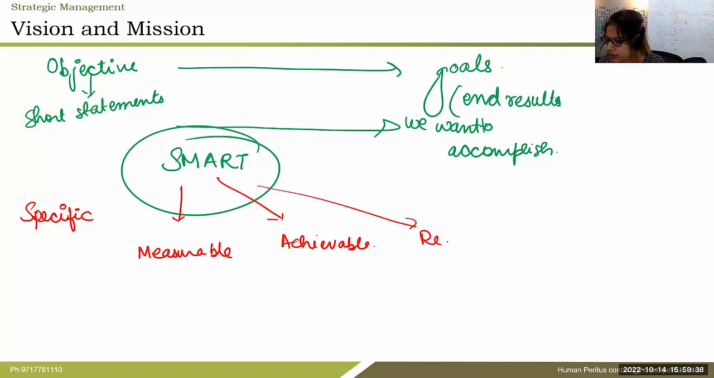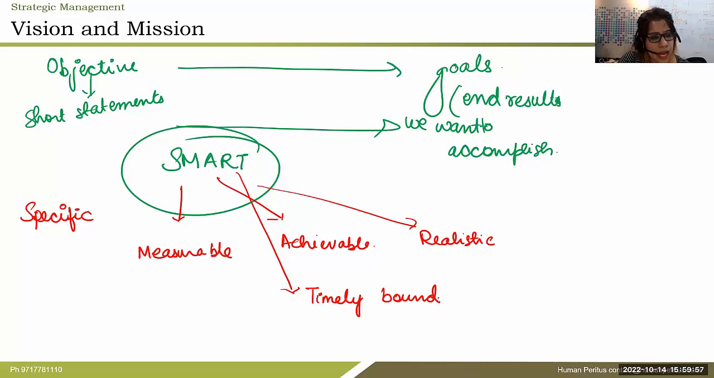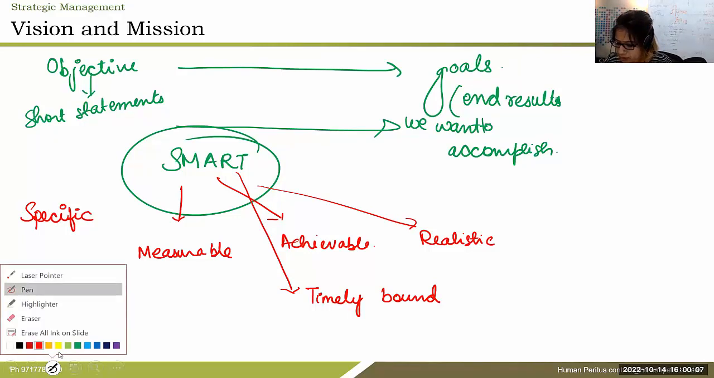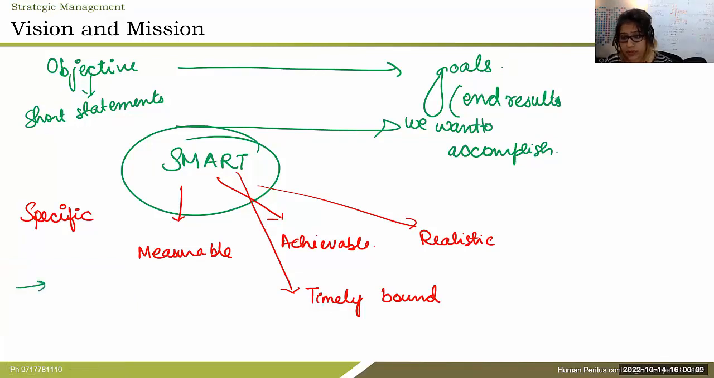It should be realistic, as in, yes, it can be achieved. It should be realistic in nature. Plus, if you want to have success or achieve a goal or an objective, it should be time-bound. Right. So all the objectives and goals should be SMART: specific, measurable, achievable, realistic, and time-bound. What are examples of objectives or goals? Our objective or goal could be, for an organization, I want to increase my profit margin.